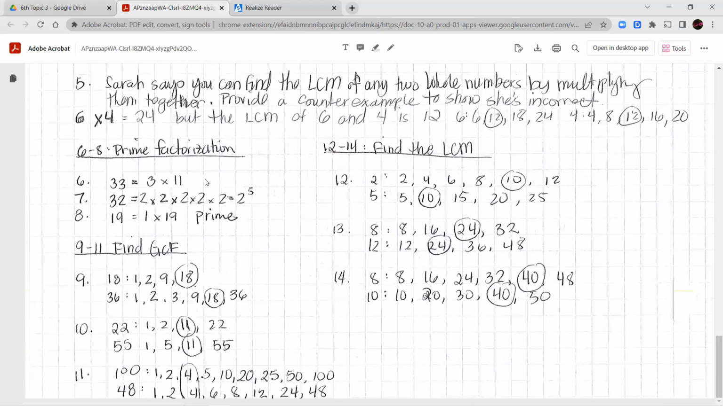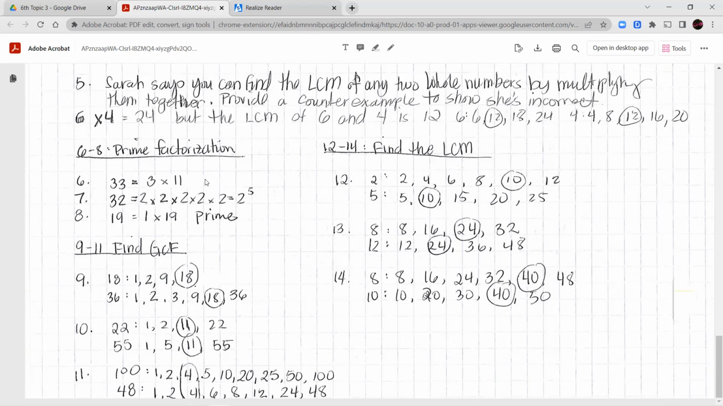All right, for number 10, we have 22 and 55. When we list out the factors for those, the biggest number that they have in common is the 11. For number 11, when we're listing out the factors of 100 and of 48, the biggest factor that they have in common is actually 4.